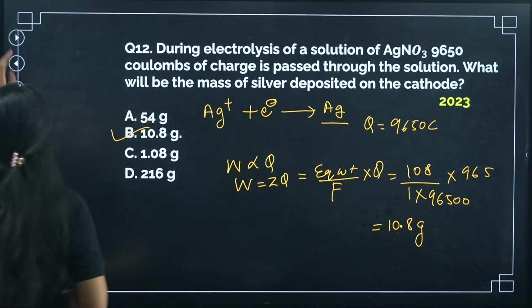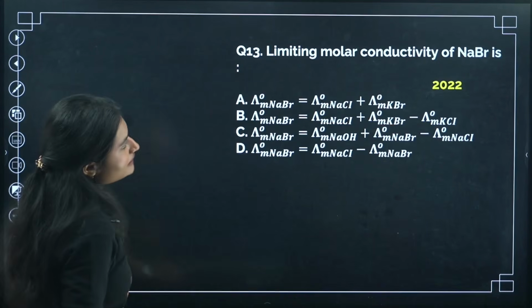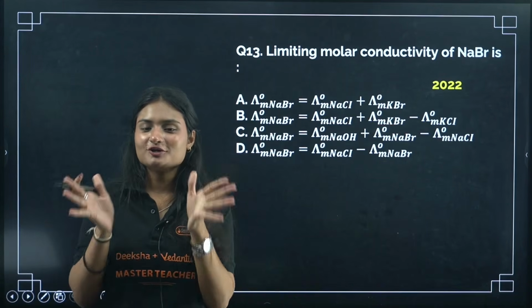Okay, next question. Limiting molar conductivity of NaBr, Kohlrausch, right?